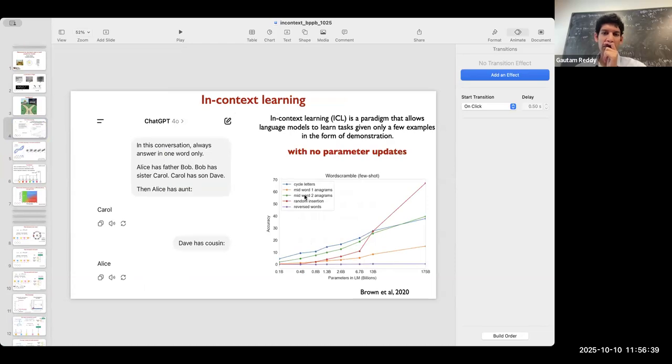Okay, so the question was about why certain tasks are growing faster than others. So reversed words, for instance, seems to be roughly flat, whereas the red one, random insertion, just goes up. Honestly, I don't know.